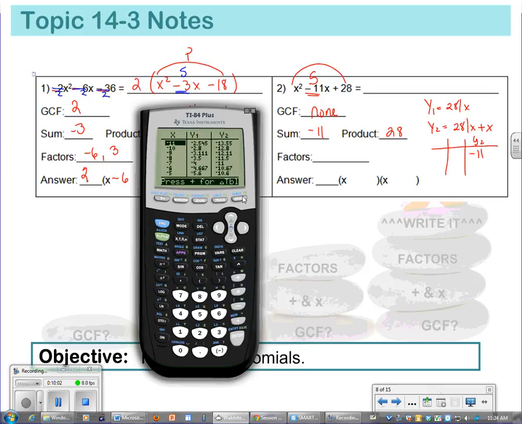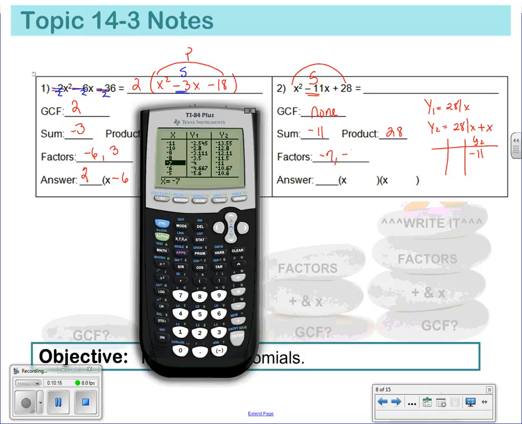Go to second graph, so I bring up my table. This time we're looking for negative 11, and I find negative 11 in y2, and see that my factors are negative 7 and negative 4. Since there is no GCF, I don't need to put anything in the front, and I put my factors into the parenthesis.